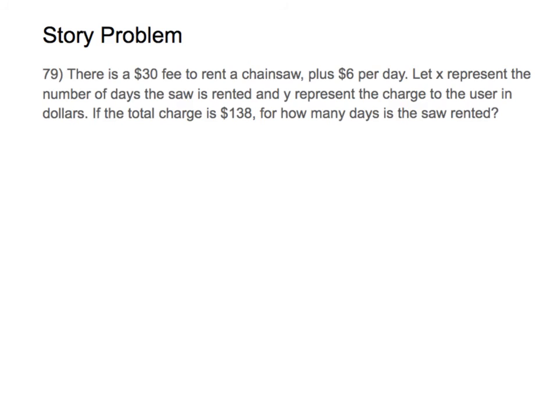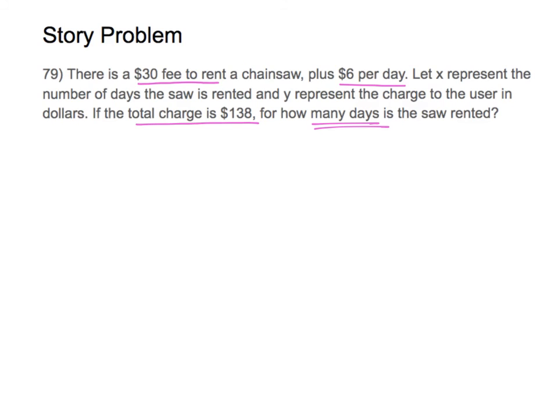So in this one here, it says that there is a $30 fee to rent a chainsaw. So I might want to highlight that. That could be important. So a $30 fee to rent, and then $6 per day. So I guess you buy this chainsaw to rent it. The first fee is $30, and then every day after, you're going to be paying $6 for each day you have it. Then it says, let x represent the number of days the saw is rented, and y represent the charge to the user in dollars. If the total charge is 138, how many days is the saw rented?